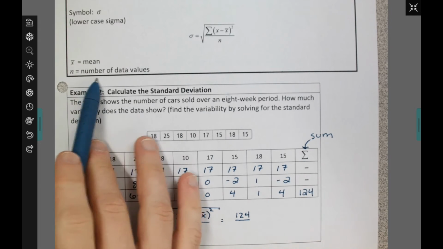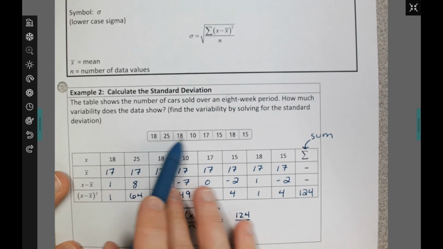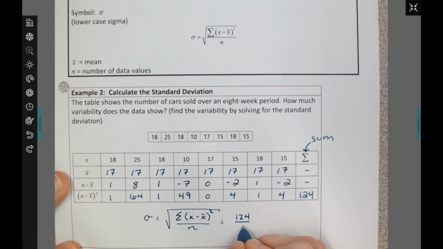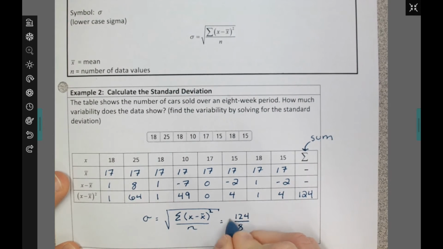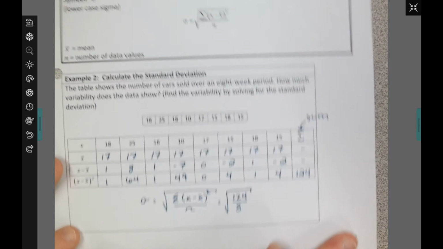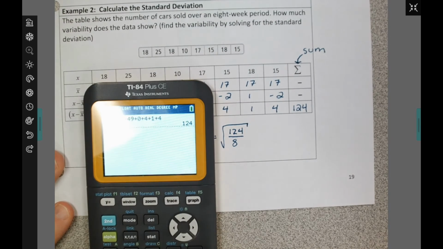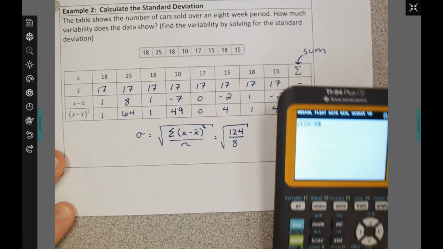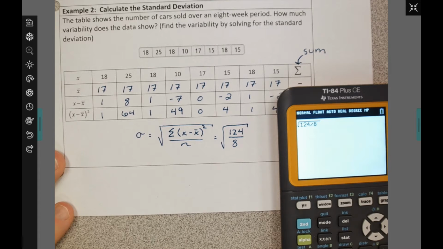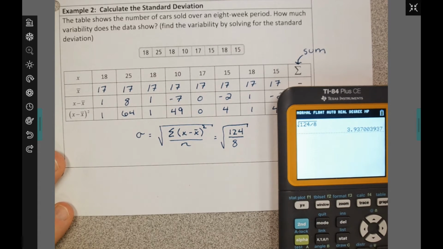Denominator is going to be 8 because there are 1, 2, 3, 4, 5, 6, 7, 8 data values entered. And then we need to take the square root of that. Again, calculator driven. So on the calculator, we're going to take the square root of 124 divided by 8. Square root 124 divided by 8. And it's going to give me a long decimal.